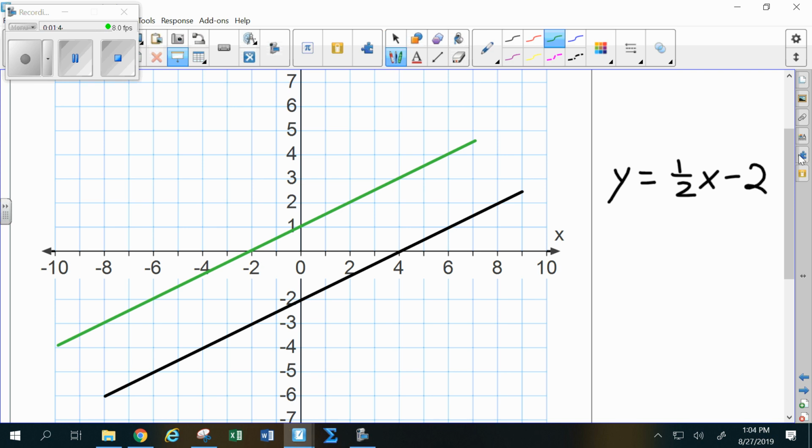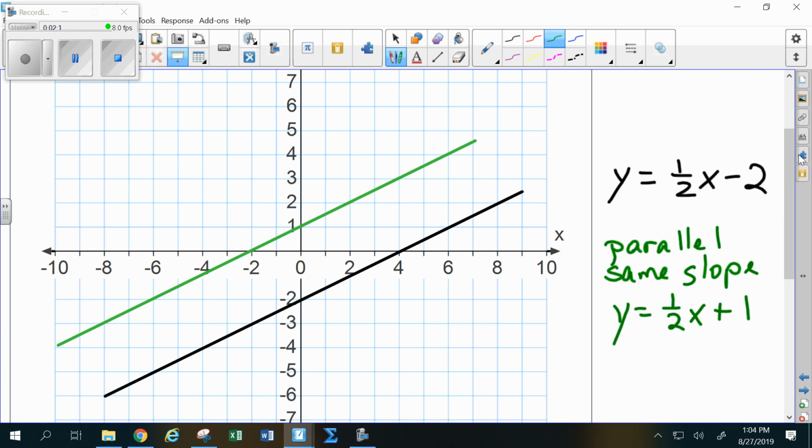Tell me some things about the green line. What does it look like to you guys? Maggie? Okay, it looks like it's parallel, so we're going to assume that it is. So parallel, so same slope. So can anybody give me an equation for the green line? Jumpy? Y equals 1/2 x plus 1. Okay, same slope, different y-intercepts.